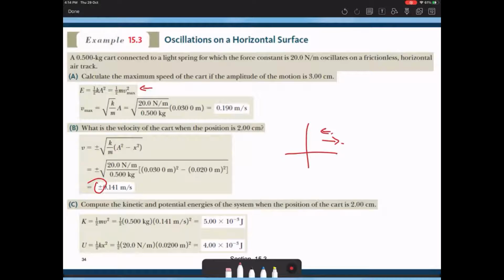And finally, you are asked to calculate the kinetic and the elastic potential energy of the system when the position of the cart is 2 cm. Once you have decided the velocity, you could determine the kinetic energy, and by subtracting the kinetic energy from the total energy, you could decide the elastic potential energy. So that should be the idea of working out this particular question.